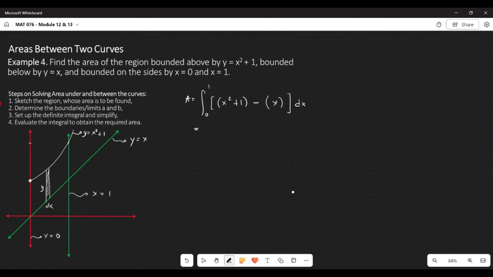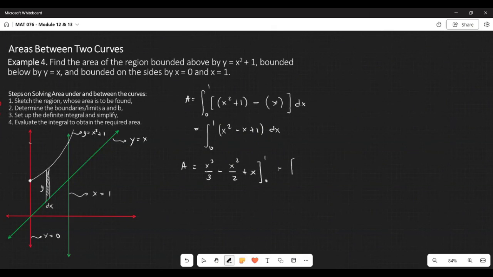So simplifying, so meron tayong integral of x squared minus x plus 1. So 0 to 1 dx. So diretso integration na tayo. A is equal to, so yung x squared pag in-integrate yan ay x cubed over 3. Minus, pag in-integrate ang x, magiging equal to x squared over 2. And lastly, 1 dx, pag in-integrate is just simply plus x from 0 to 1.